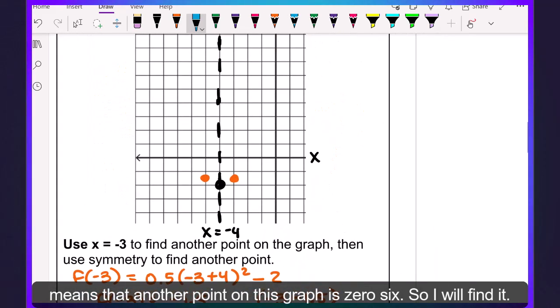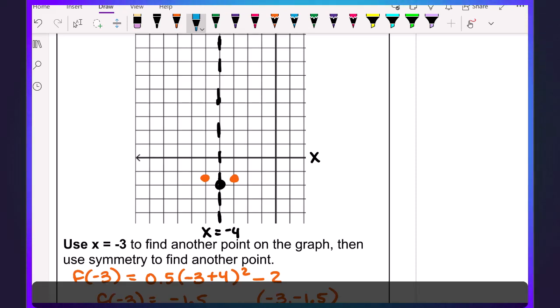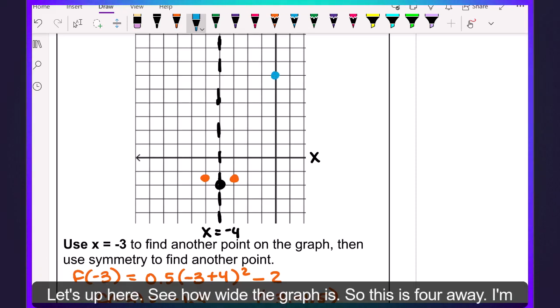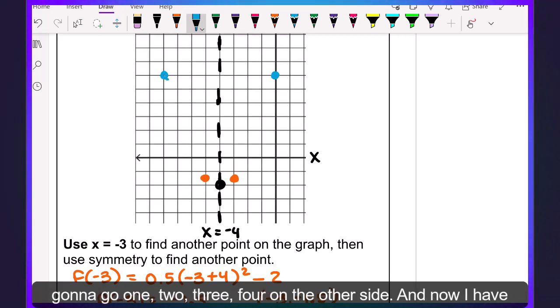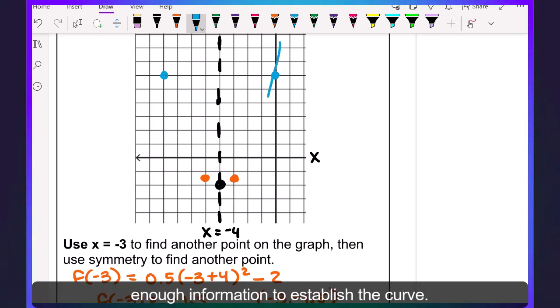So I will find it. So it's up here. See how wide the graph is? So this is 4 away. So I'm going to go 1, 2, 3, 4 on the other side. And now I have enough information to establish the curve.